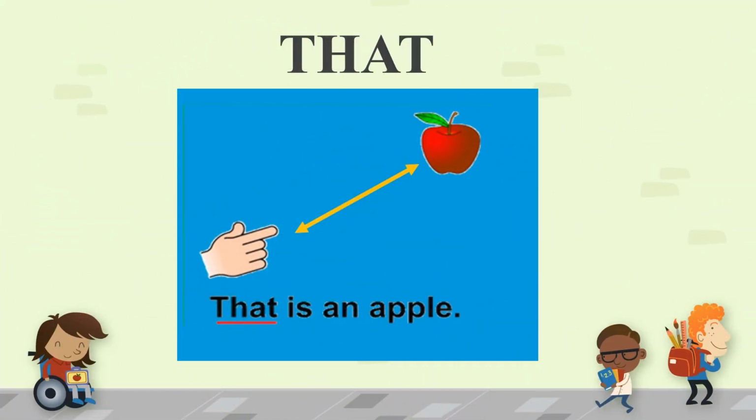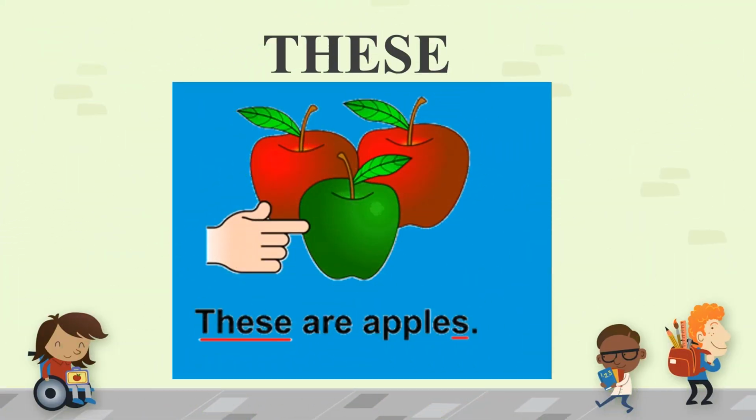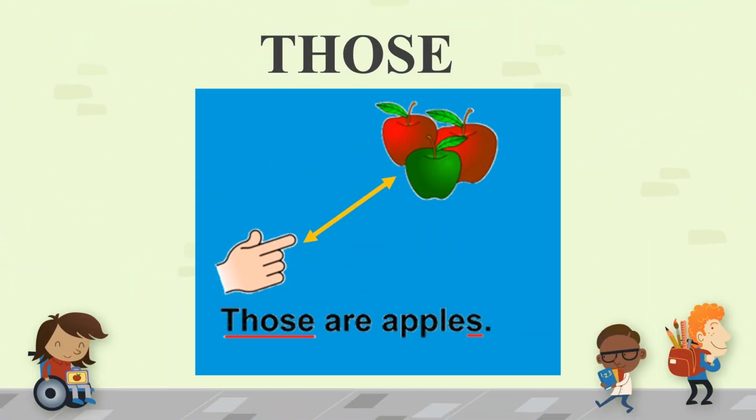Next one we have that is an apple. That refers to an object far away from us. This refers to an object near to us. Okay, then we have more than one. When it's near to us we call them these. These are apples. And then when there are many things and they are far away from us, we call them those. Those are apples. Okay, so that's the recap of last week's lesson, last video.